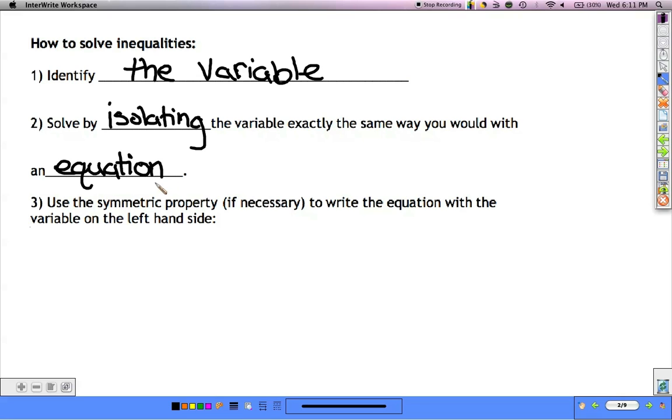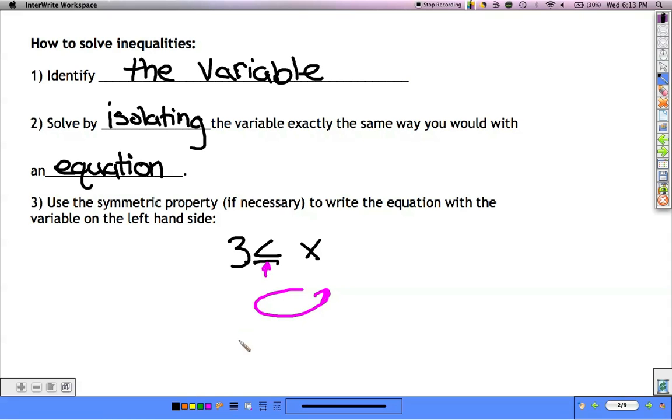And then finally, we're going to have to use the symmetric property, if necessary, to rewrite the equation with the variable on the left-hand side. What do I mean by that? Well, if we have, say, 3 is less than or equal to x, that's not really set up in the way we talked about for graphing it. So what we need to do is turn the entire thing around, right? It's like the symmetric property for equations, but now you also have to turn around this little symbol as well.